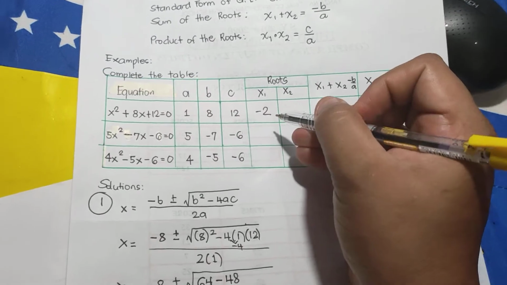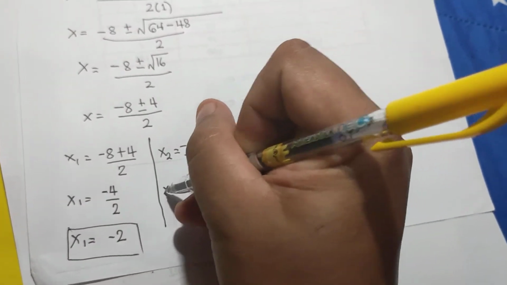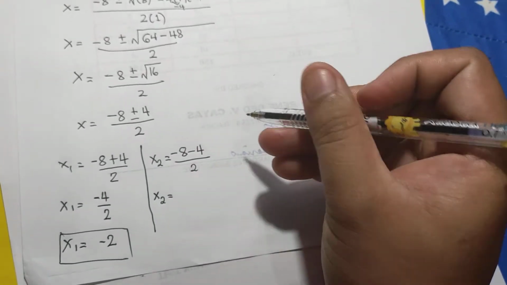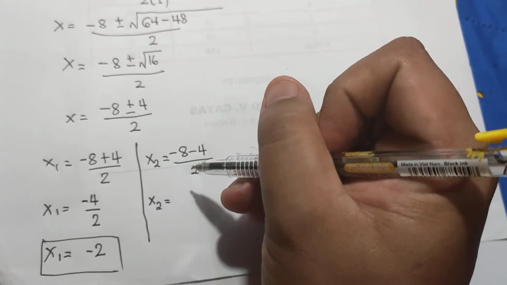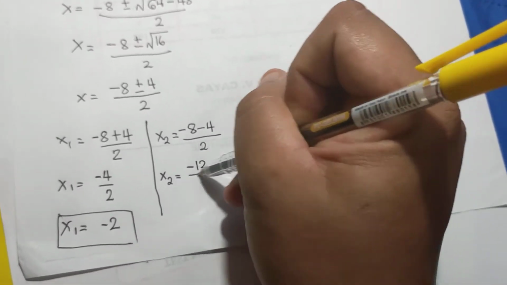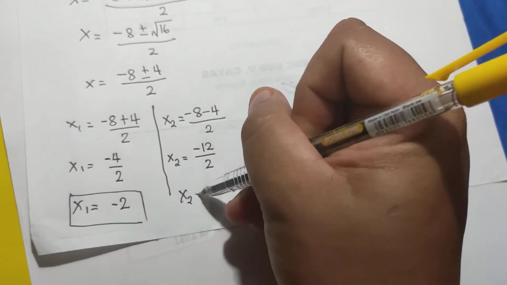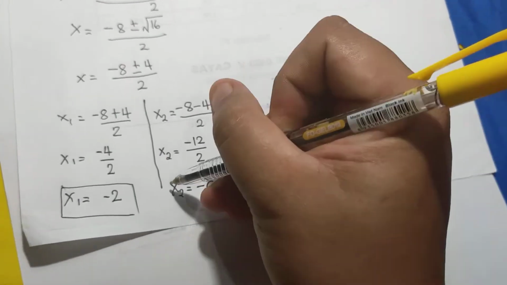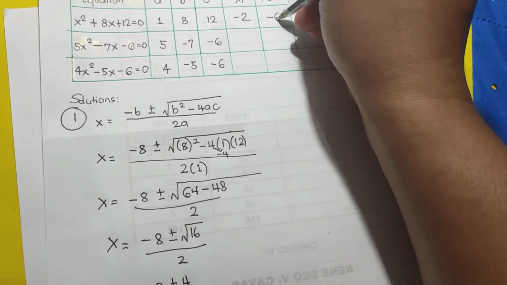Okay, so lagay na natin doon. For our second root, we have x sub 2 is equal to negative 8 minus 4. Since we have same signed integers, so we can add. So, the answer is negative 12 over 2. So, negative 12 divided by 2, the answer is negative 6. So our second root is negative 6.